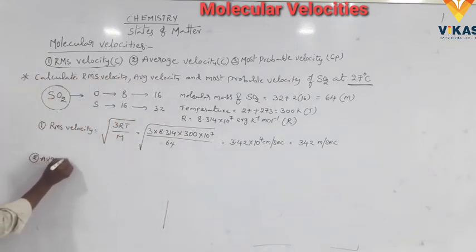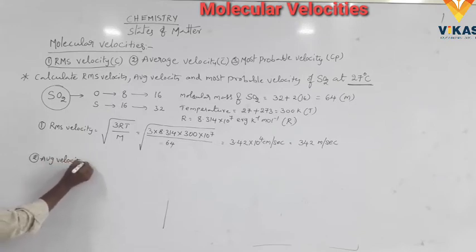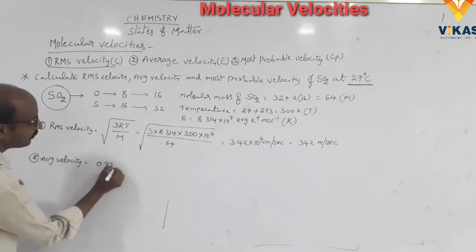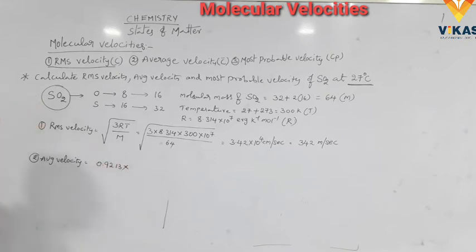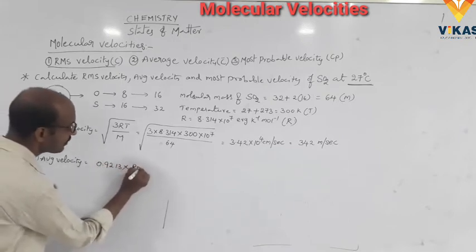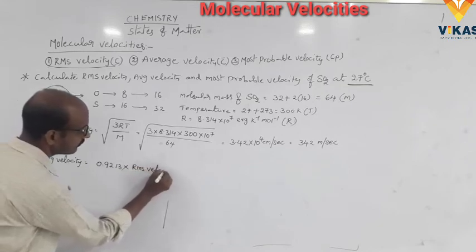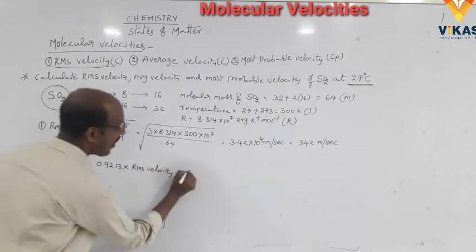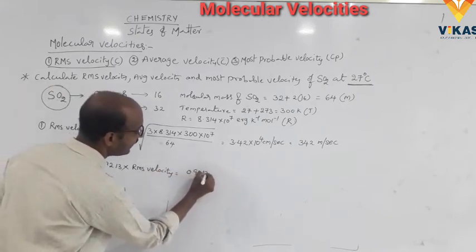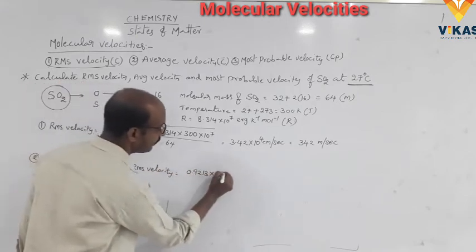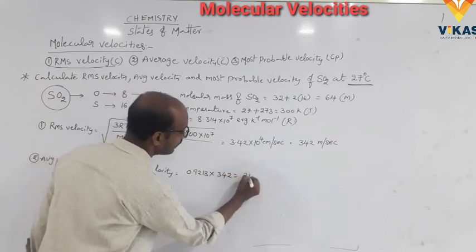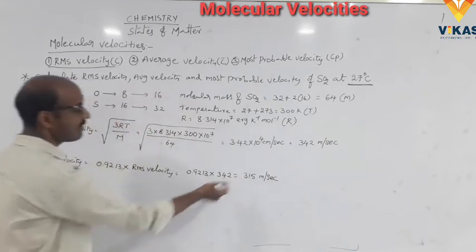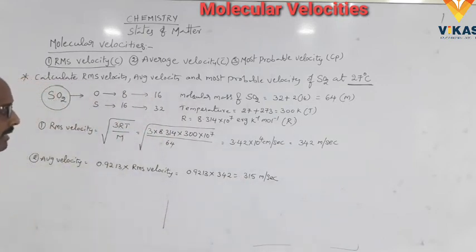average velocity. What is the average velocity? 0.9213 into RMS velocity. So 0.9213 into 342. We get 315 meters per second. By calculation we get 315 meters per second.